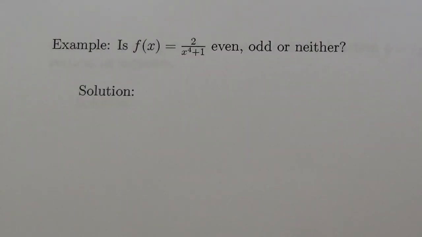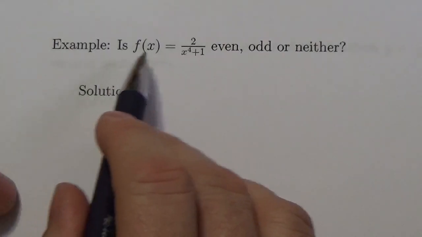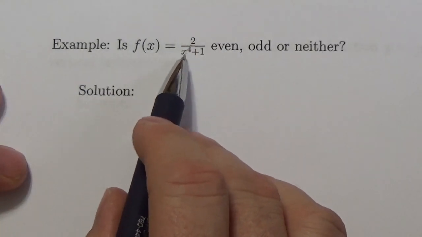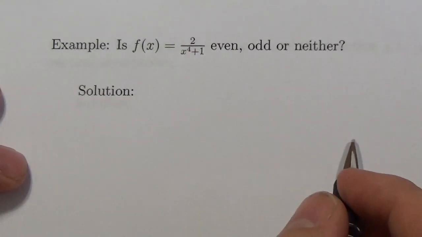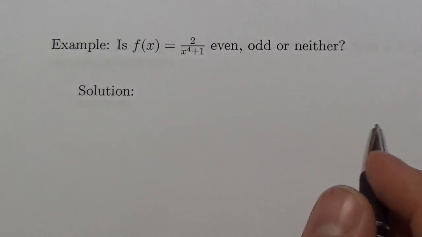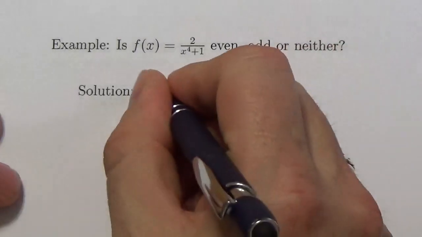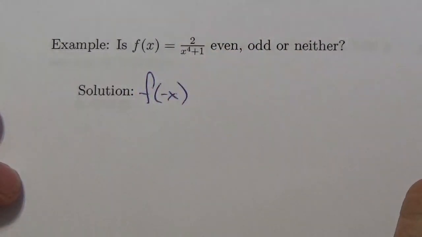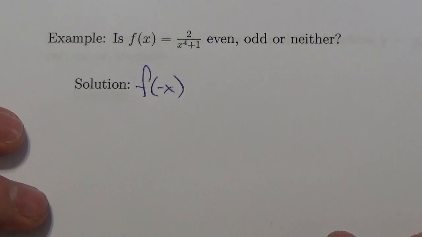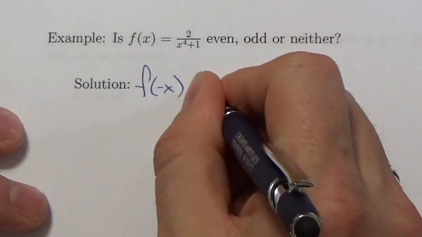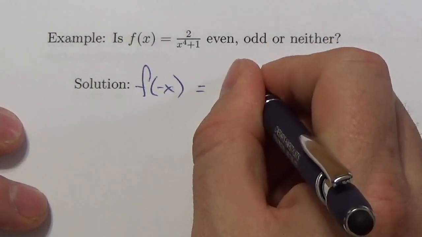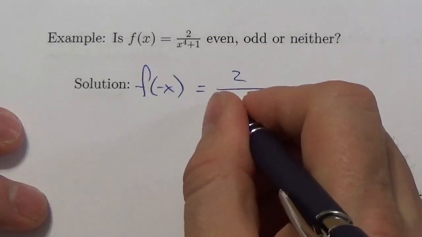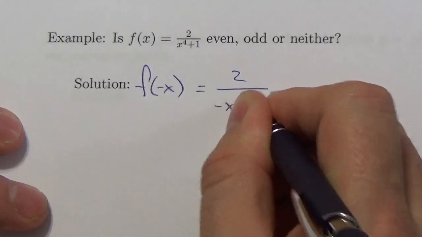Okay, for our first example here, the question is, is f of x equal to 2 over x to the fourth, and if you can't quite see that, that's x to the fourth plus 1, even, odd, or neither? Okay, well, to determine what it is, we're going to substitute in negative x for the independent variable. Now, what that does, when we plug that in, is we get this, 2 over, instead of it being just x to the fourth, it is negative x to the fourth plus 1.